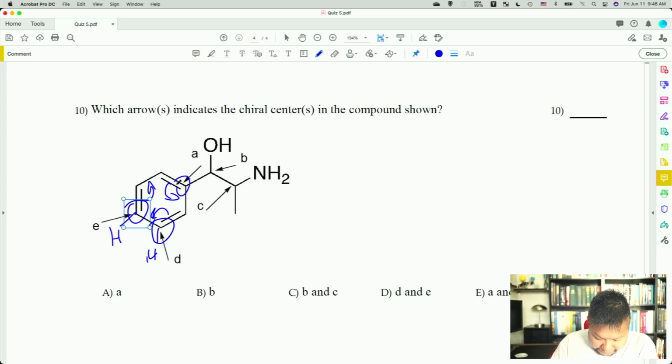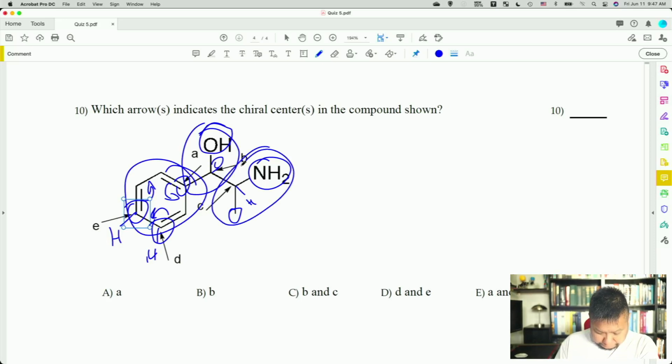This guy right here also has some symmetry too. All 3 of those on that ring have symmetry. This one here has a methyl, a proton, an amine, and this guy. And then this one here has an OH, the benzene ring, a proton, and then this guy. So the answer would be, I marked all over it, but I think that's A and B. So the answer there is E.